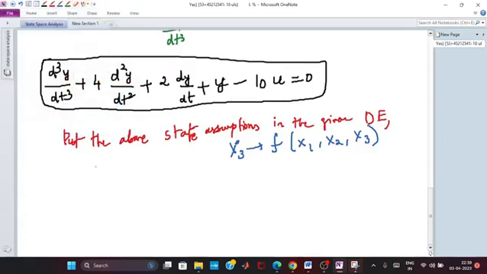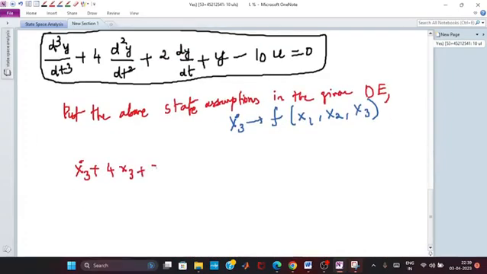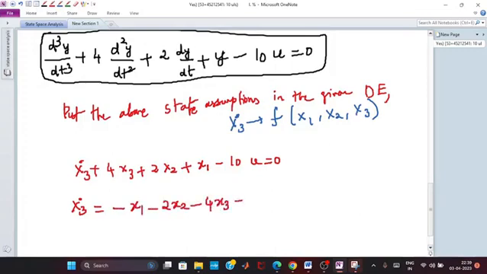So for x3 dash plus 4 times d square y by dt square, that is x3, and 2 times dy by dt is x2, plus y is x1, minus 10u equal to 0. That's it. Now keep x3 dash on one side and take the remaining terms to the opposite side: x3 dash equals minus x1 minus 2x2 minus 4x3, and minus 10u becomes plus 10u.